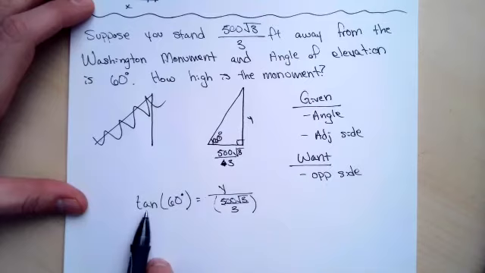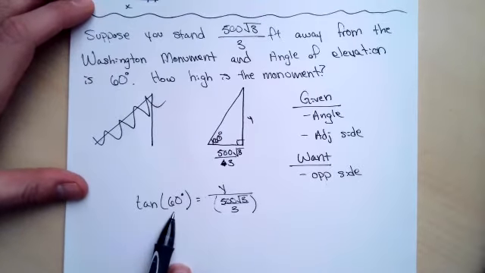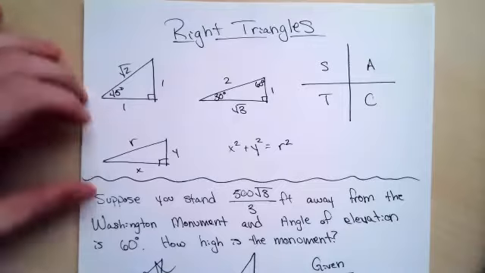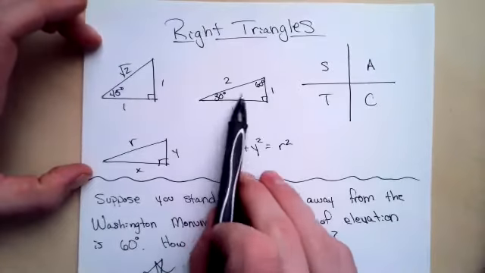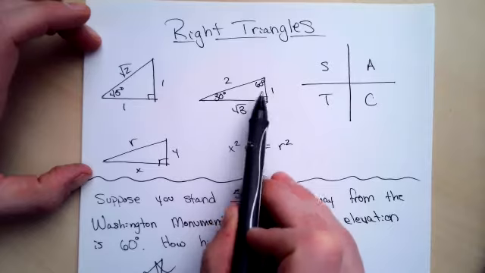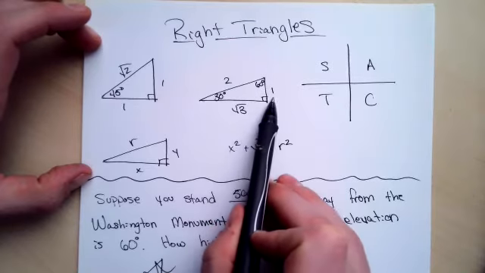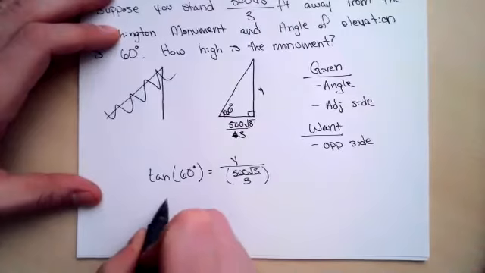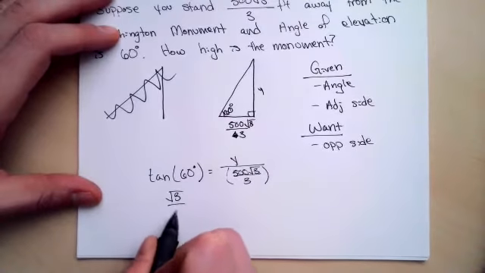So tangent of 60, we want to be able to evaluate. And how do we evaluate it? We go back to our reference sheet here. We have a 60-degree angle. So what is the tangent of 60 degrees going to be? It's going to be square root of 3 divided by 1. So we can evaluate this guy and get the equation square root of 3 over 1 if you want to write it.